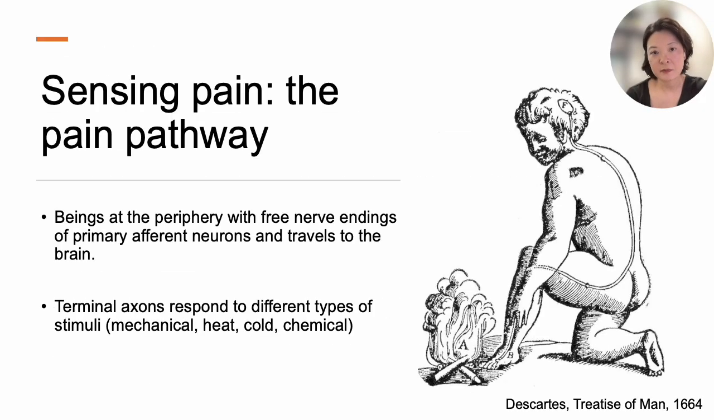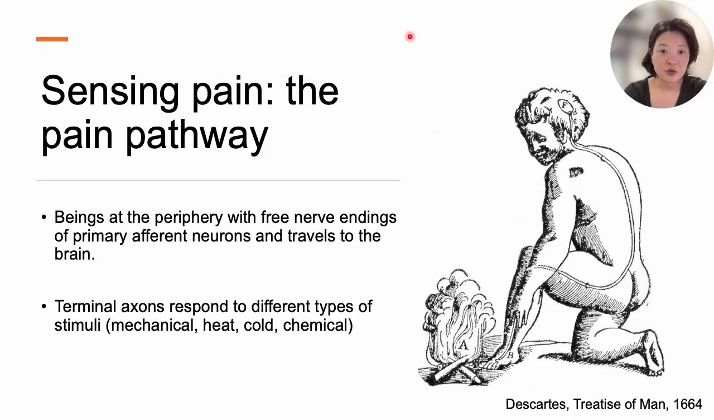Now, how do we sense pain? This illustration by Descartes in 1664 showed one of the earliest scientific ideas of how pain was transmitted. Here, the fire would pull on some type of line or thread in the foot, which is connected to the brain, passing on the sensation of pain.